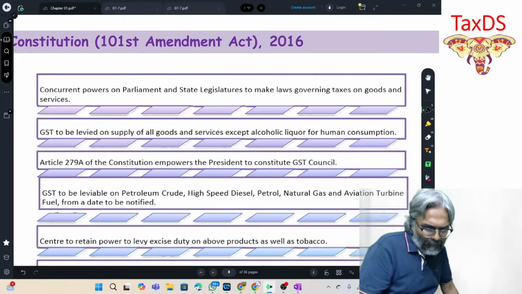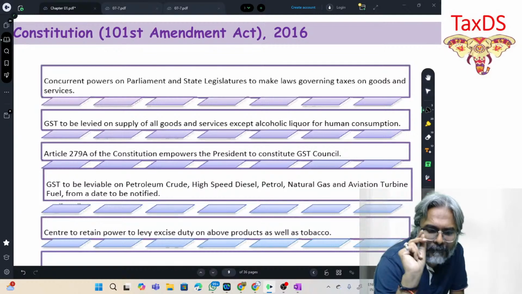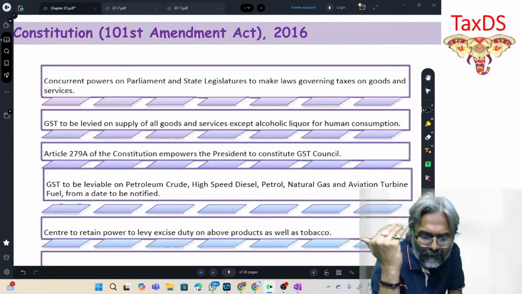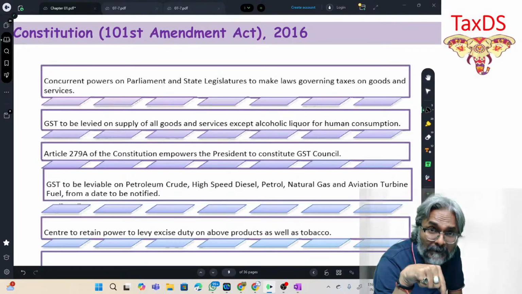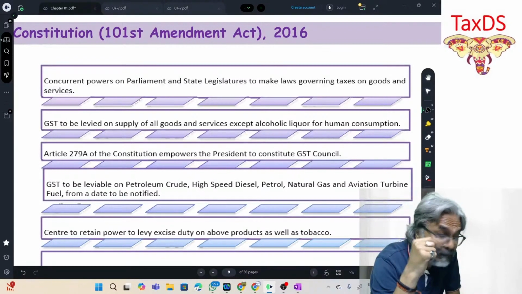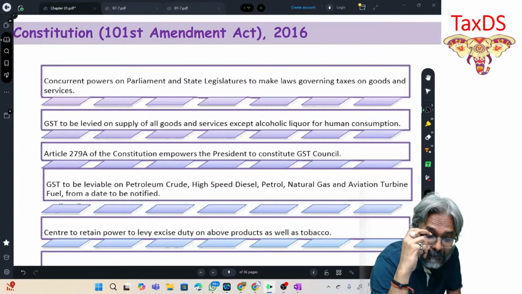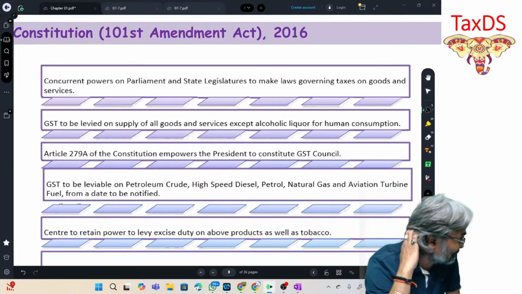Come to the second point, students. GST to be levied on supply of all goods and services except alcoholic liquor for human consumption. Article 279A, this is an important one, students. For Final CA, this is important. Inter CA is not that important, but for Final CA, it is important. Article 279A, be careful. 279A of the Constitution empowers the President to constitute the GST Council.